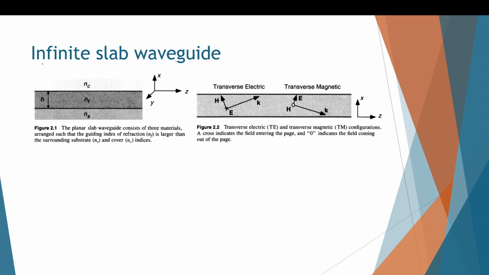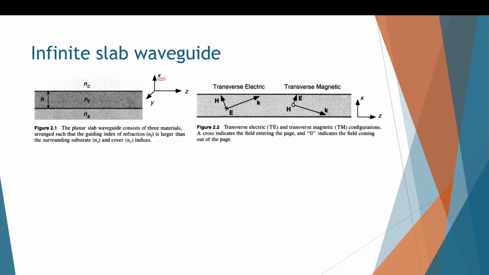So first of all, what is an infinite slab waveguide? Infinite slab waveguide is basically when we have the refractive index confinement only in one direction. So here in this case, you see, we are saying the cross section. NF is the film refractive index, NC is the cladding refractive index, and NS is the substrate refractive index. And then this film extends to infinity in the z direction and in the y direction. So the confinement is there only in the x direction.